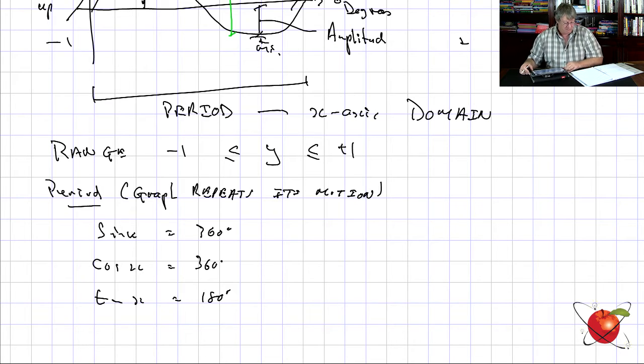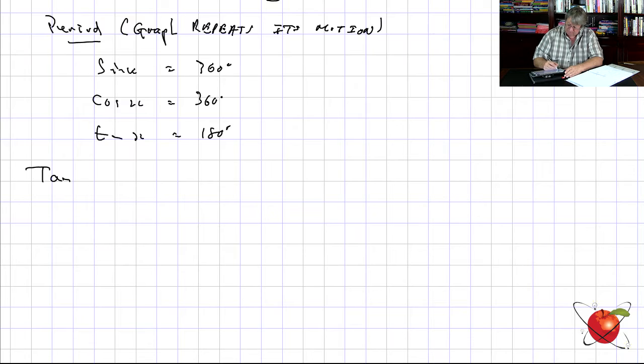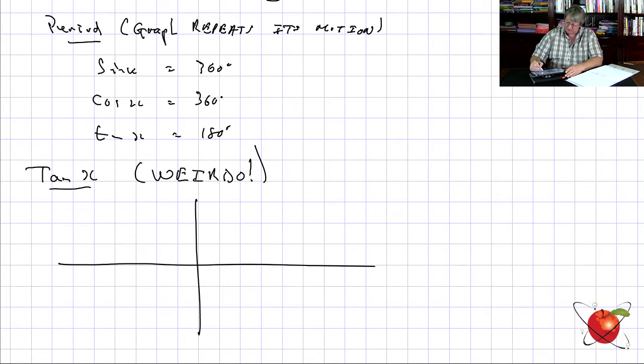Minimum values, maximum values, 1, 2. We're generally going to be looking at sine and cos for the moment. We will get to tan. And tan x, like I put in my notes here, it's weird. Tan x, weirdo.